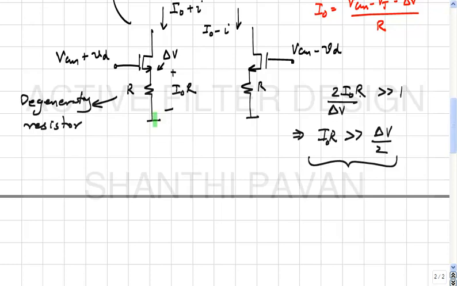The problem is that this node is grounded for both common mode signals as well as differential signals, whereas if you want common mode rejection, what do you want this node to be for common mode signals? It should be open, like in the differential pair. So what do you think we should do? Very good. So okay. Now the quiescent current in each side is simply how much? I naught. All right.